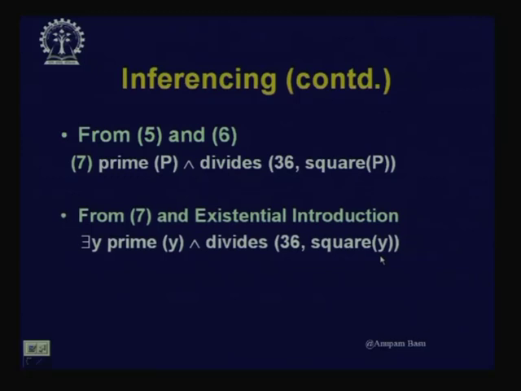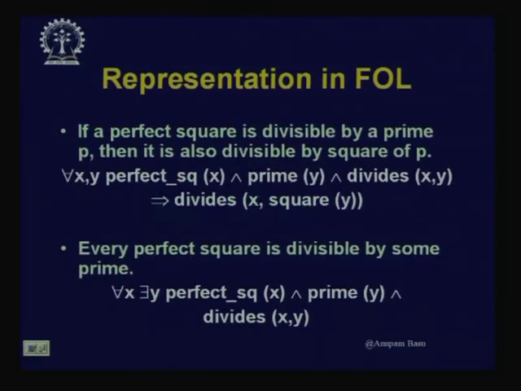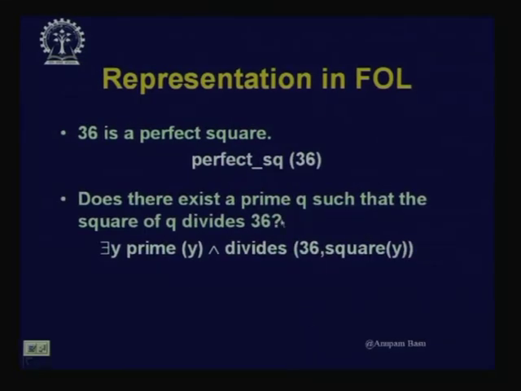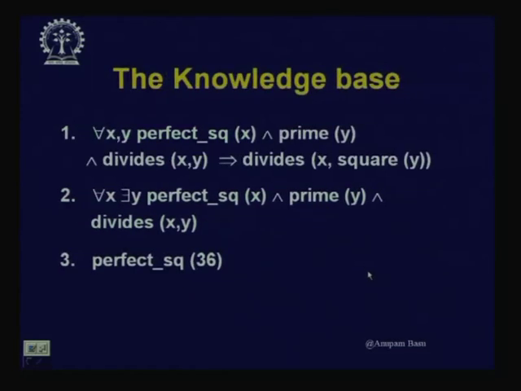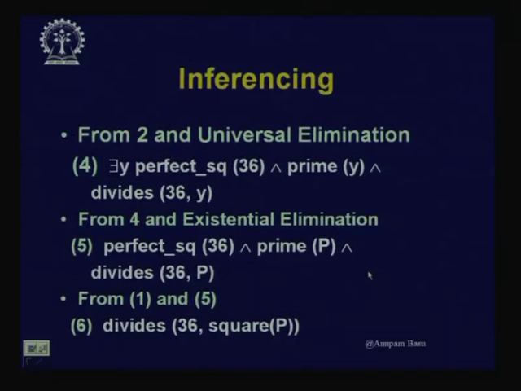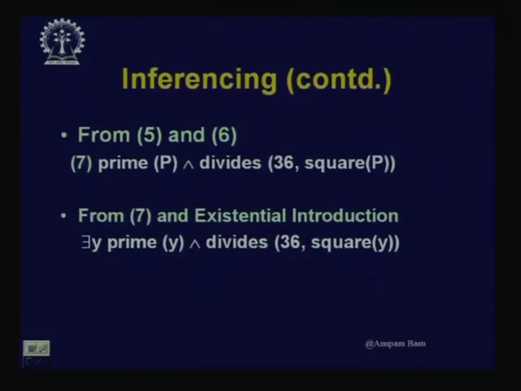Now, if you recall, that was my thing to be proven. Let us go back to that and let us see. My objective was to prove this: does there exist a prime q such that the square of q divides 36? That was this thing, prime y divides 36 square of y. That is the thing I wanted to prove, and through the technique of universal elimination, existential elimination, and again existential introduction and replacement of variables, I get this same thing. That means I could prove this, I could infer this, all right.